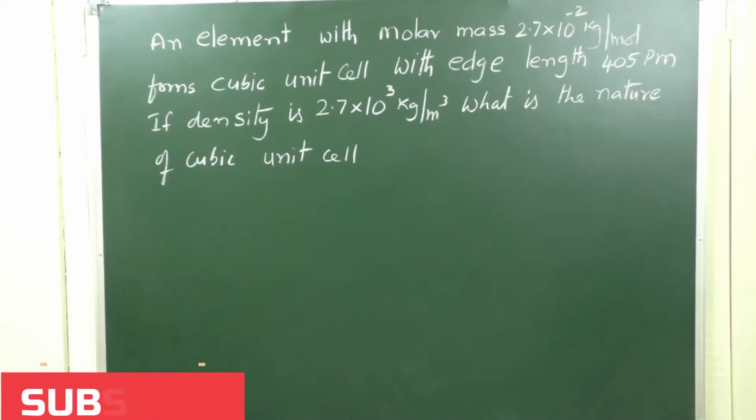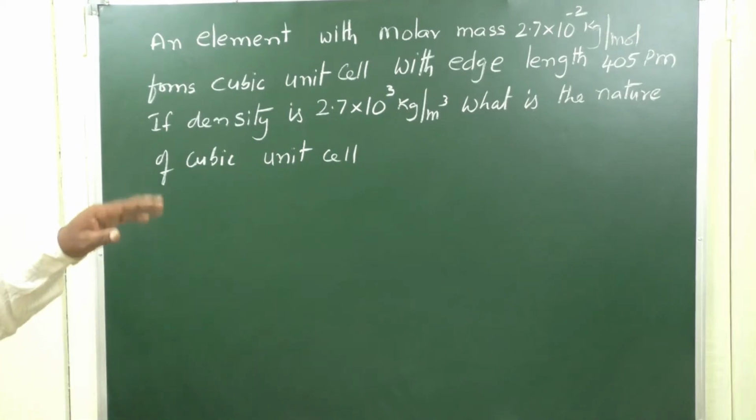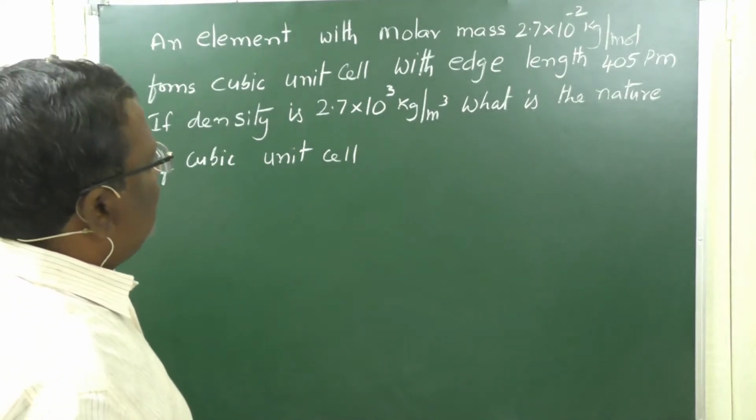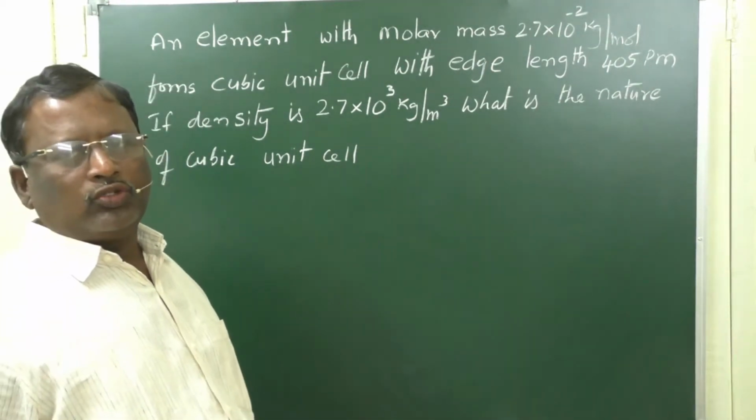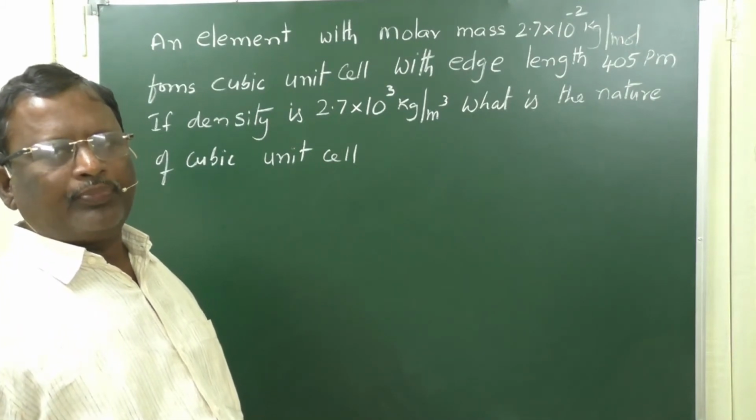An element with molar mass 2.7 into 10 to the power minus 2 kilograms per mole forms a cubic unit cell with edge length 405 picometers. If the density is 2.7 into 10 cube kilograms per cubic meter, what will be the nature of the unit cell? Here the units are given in SI units, so we can do this problem as usual with those units only, without changing them.